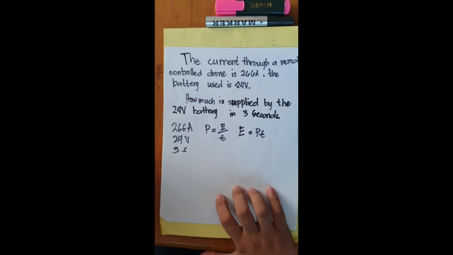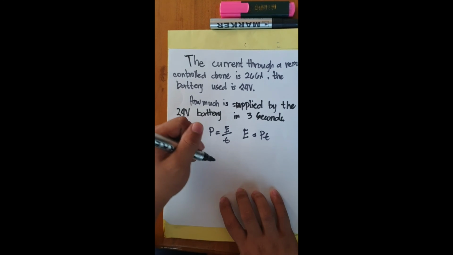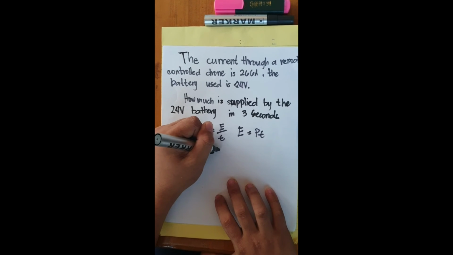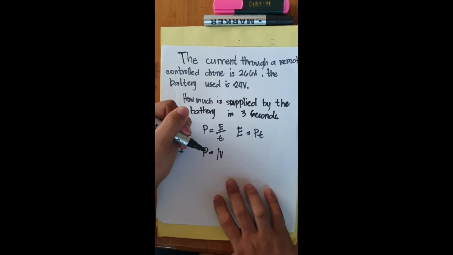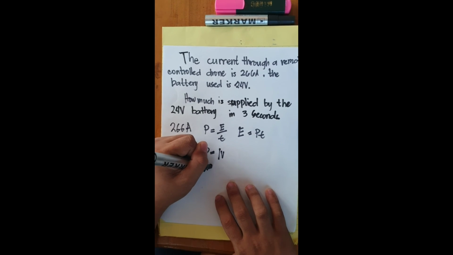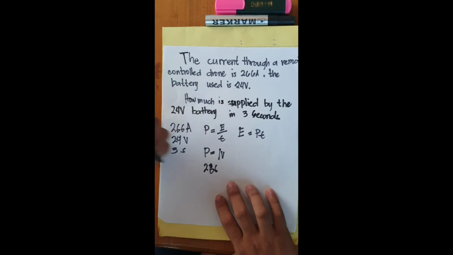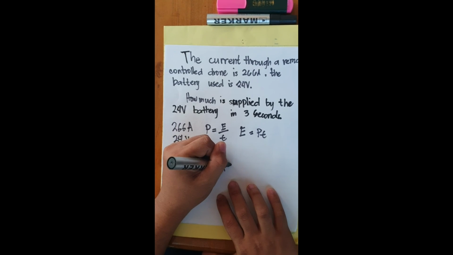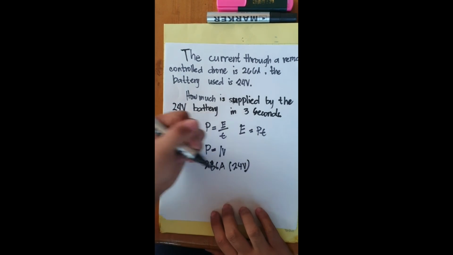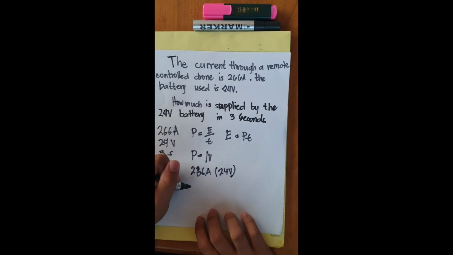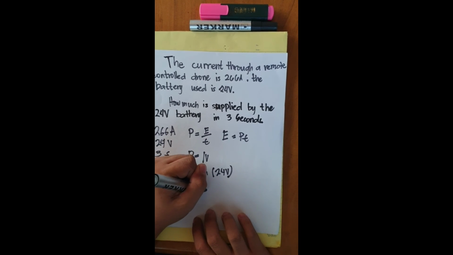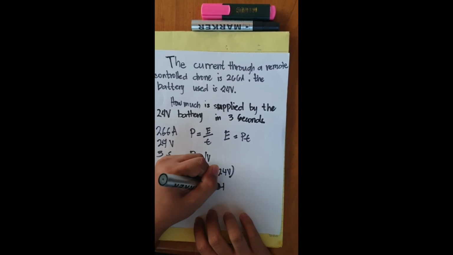Since we don't have the value of our P yet, we're going to solve for it. We're going to use the formula P equals I times V, which is 266 ampere times 24 volt. We're going to have the value of P equals 6,384.